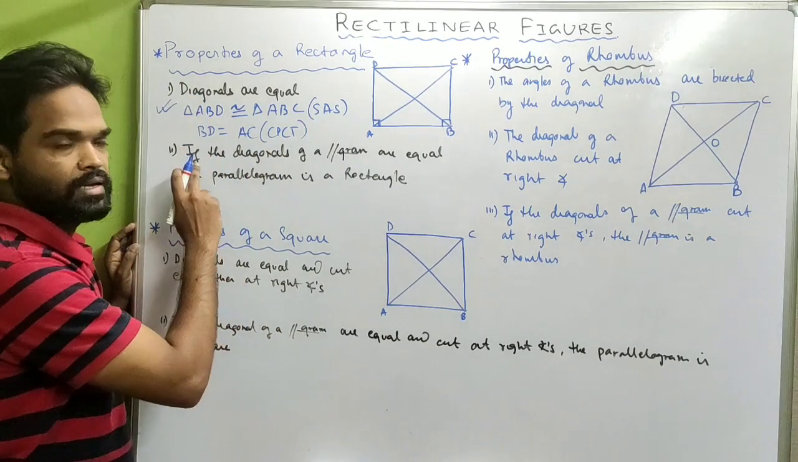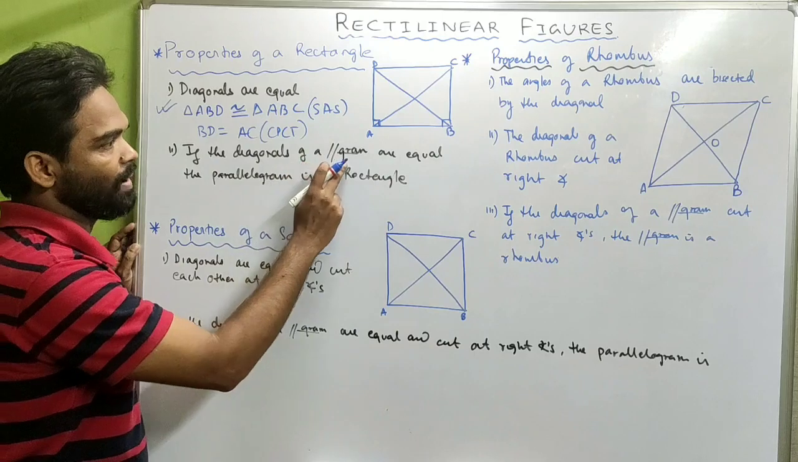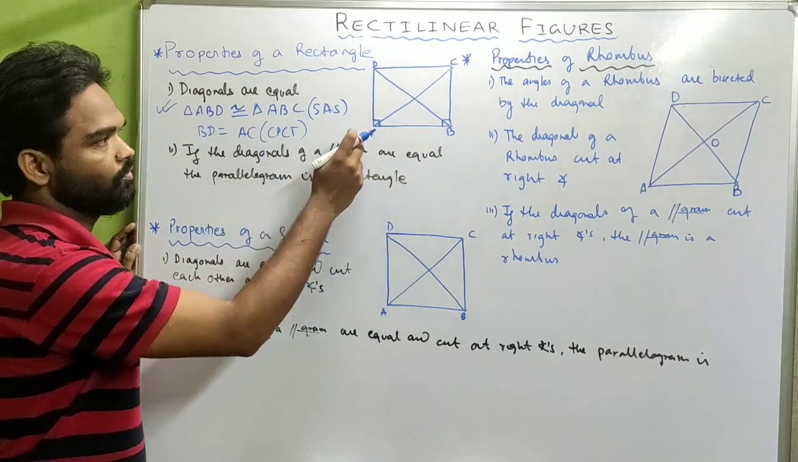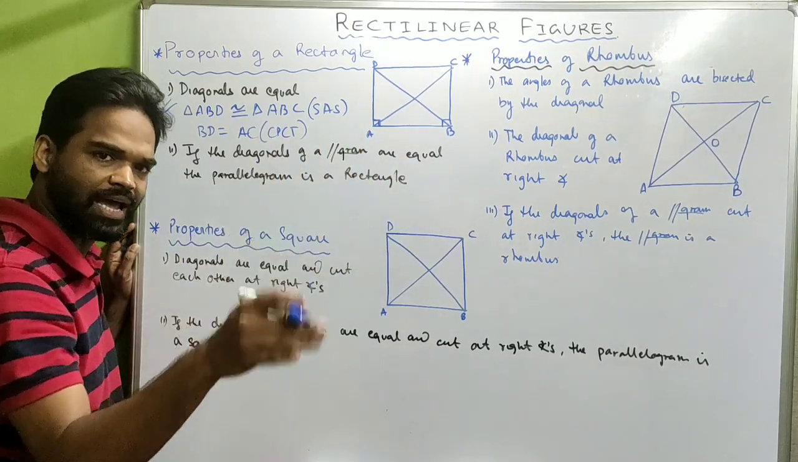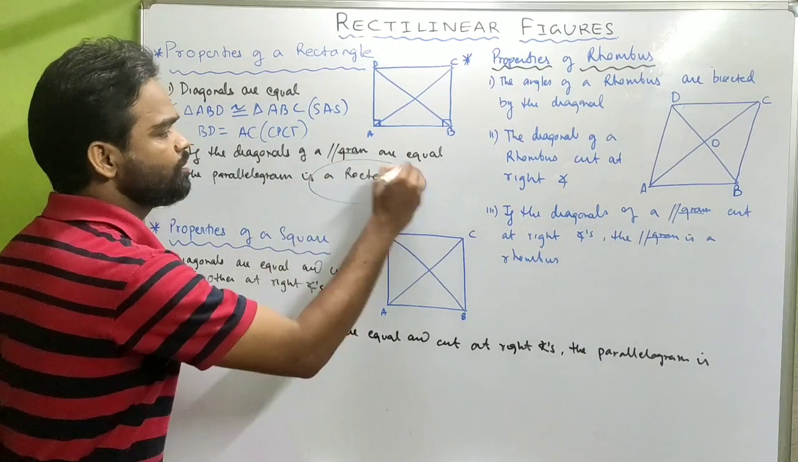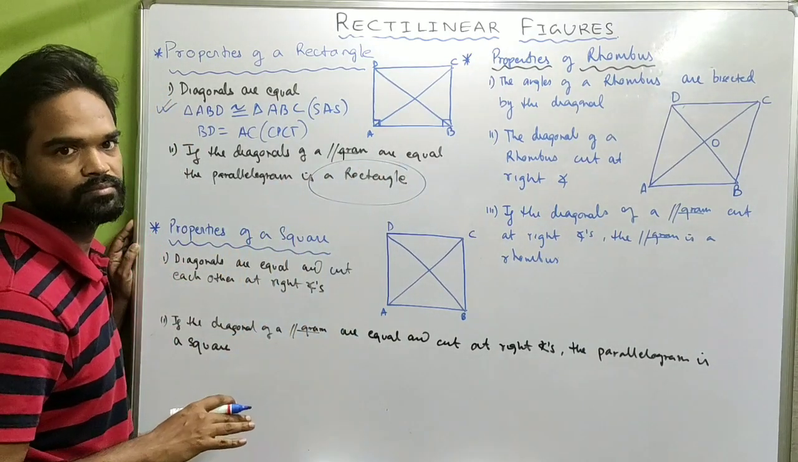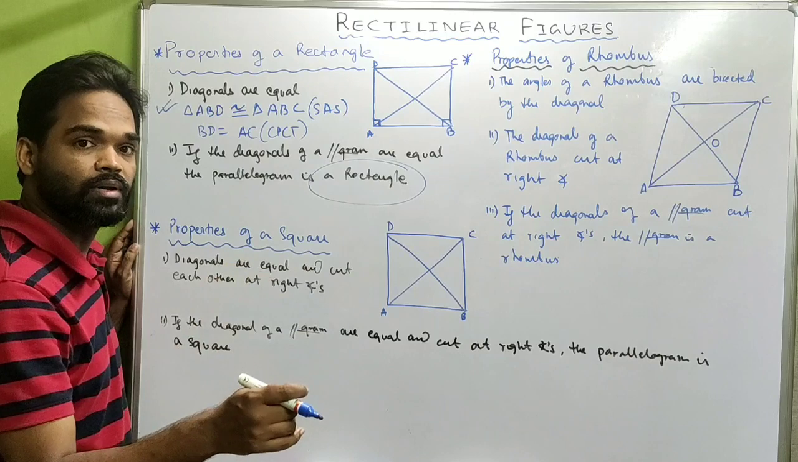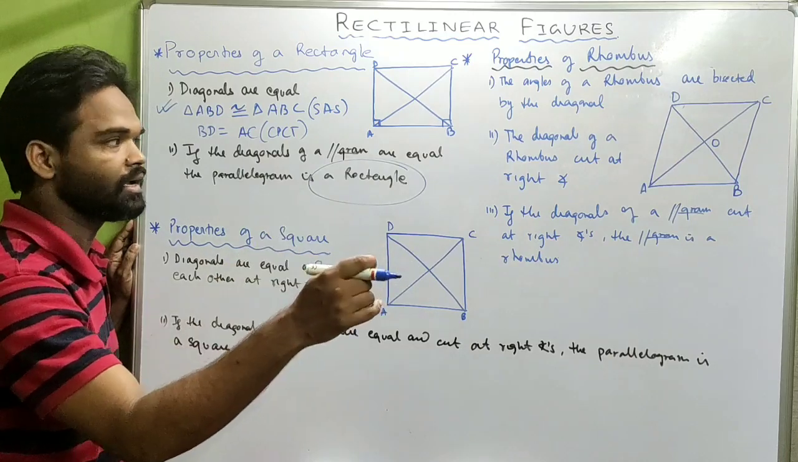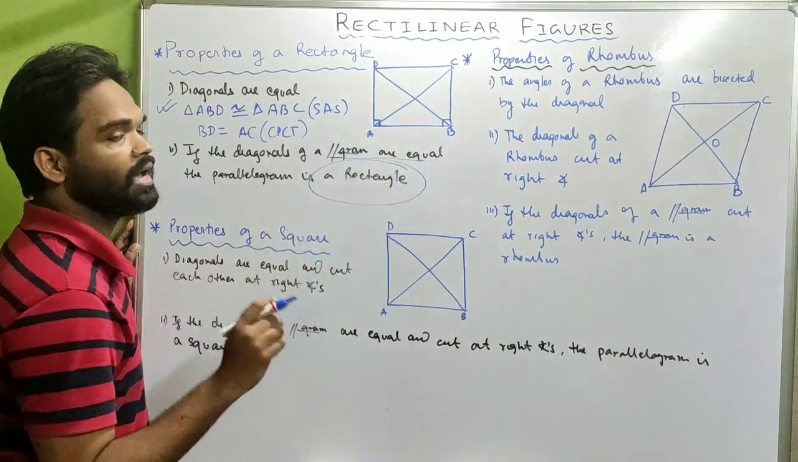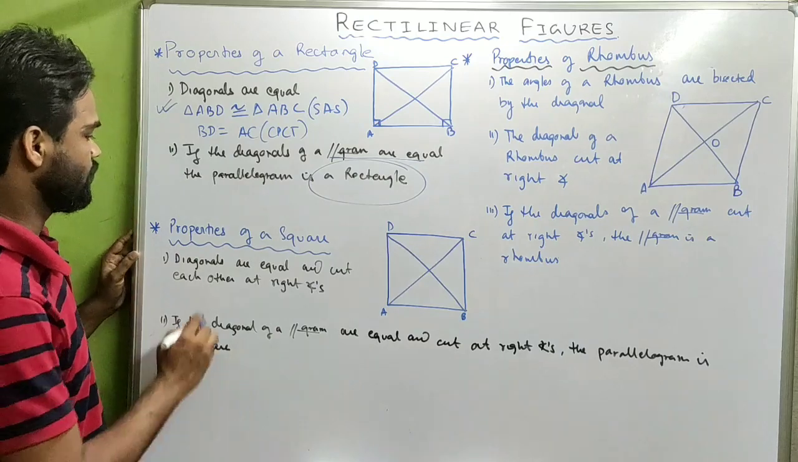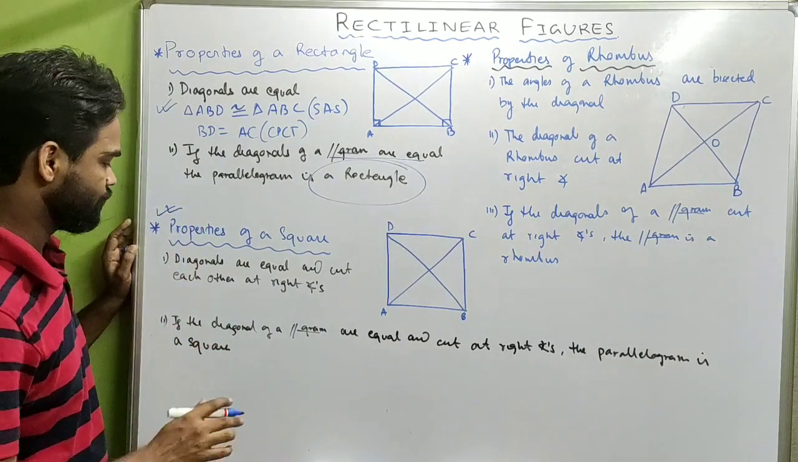Next, if the diagonals of a parallelogram are equal, whenever in case of a parallelogram the diagonals are equal, it has to be a rectangle. At times we need to prove that a given parallelogram is a rectangle. How do you prove it? Just prove that the diagonals are equal.